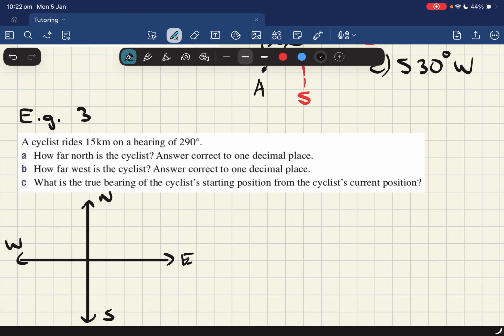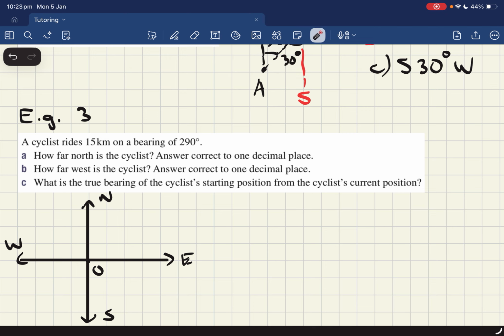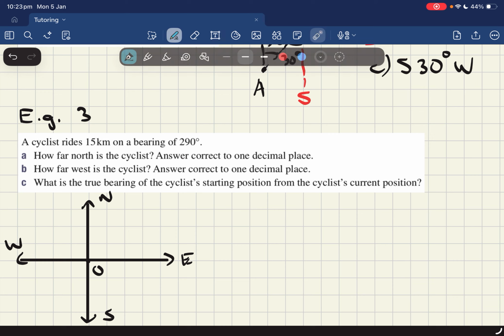And let's call this O. That's sort of our origin, our starting point. Now, the cyclist rides 15 kilometers on a bearing of 290 degrees. Now, remember, from here to here is 90 degrees, 180, 270. So 290 is going to be somewhere up here. So we're going to draw in our line for our diagram.